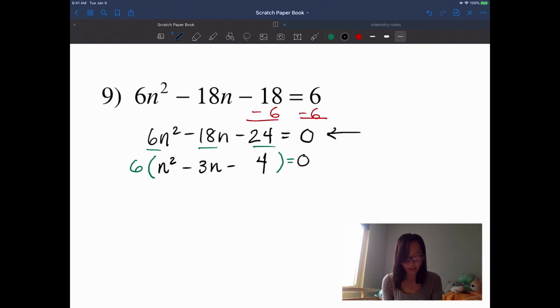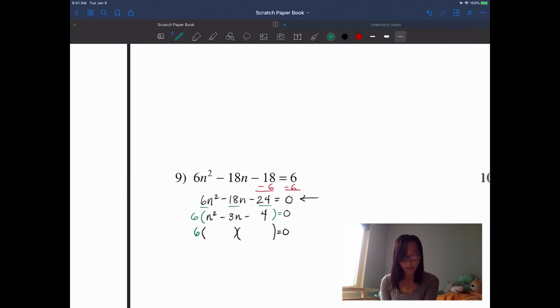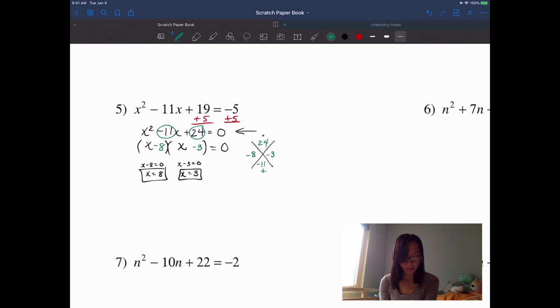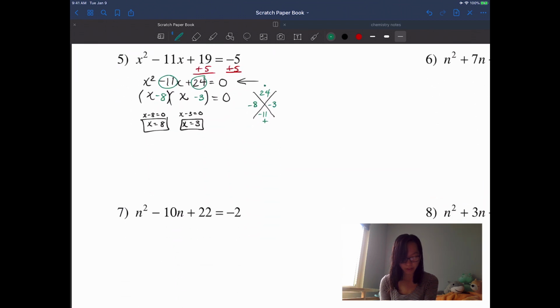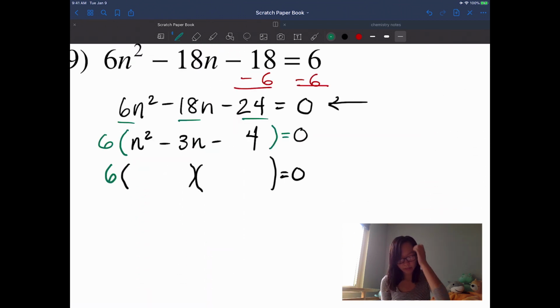But now we can factor even further. I know, so much factoring. This is still equal to 0. This 6 is still in the front. We're not forgetting about it. But now we can factor it so it looks a lot like number 5, number 3 and number 1. I'm going to do something similar to what I did before. I'm going to place the negative 4 on top and the negative 3 on the bottom.